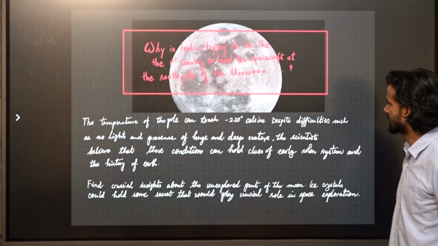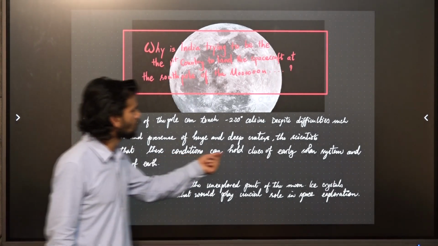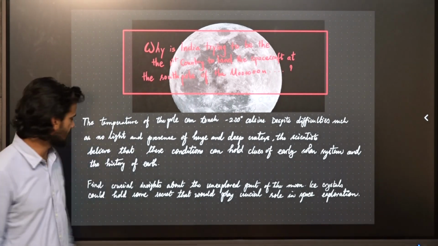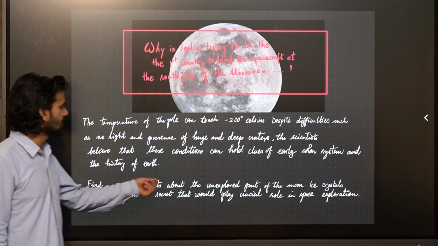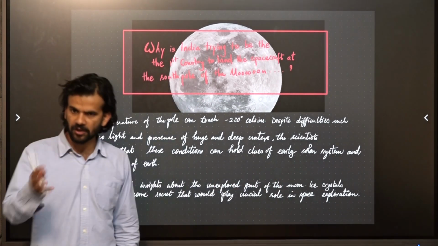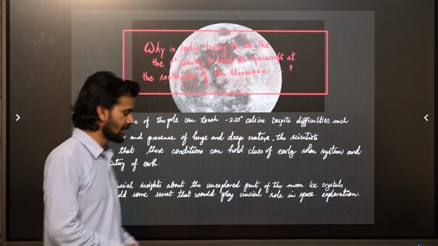That's why they want to be there: the presence of huge and deep craters. The scientists believe that these conditions can hold clues of the early solar system. We may be able to know something about the early solar system, right? And find crucial insights about the unexplored part of the moon. That part is unexplored so far. So that seems to be very, very important for the whole universe, okay?